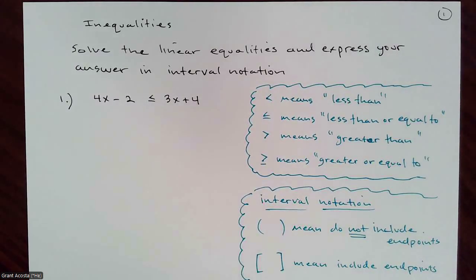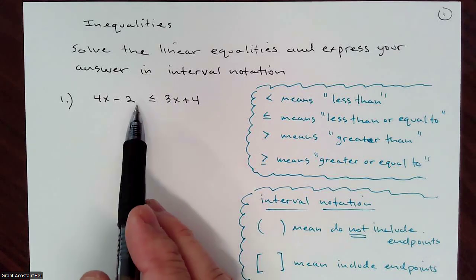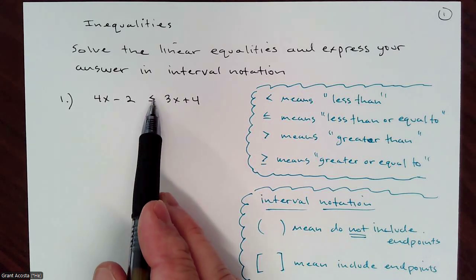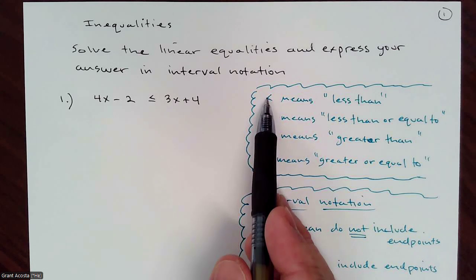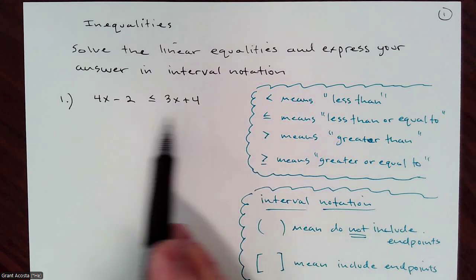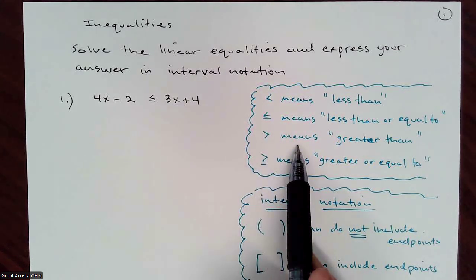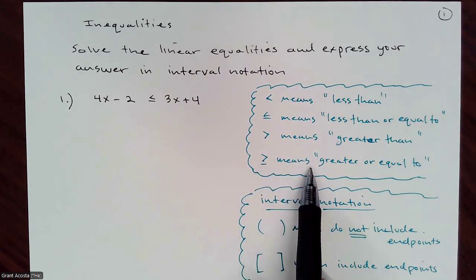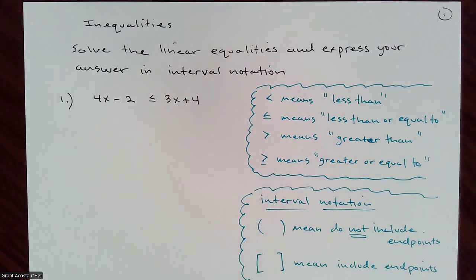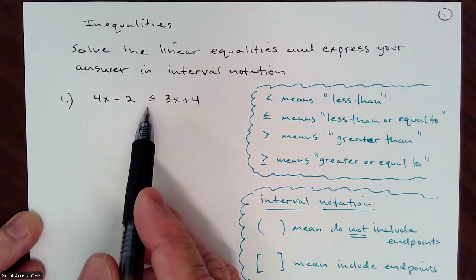All right, in this video, we're going to talk about inequalities. So now we have not equations, but inequalities, and a reminder about a sign like this. If we draw a symbol like this, it means less than. If you put an equal sign underneath there, that means less than or equal to. Turn the sign around, this is greater than. And if you put an equals under there, that means greater than or equal to. So it's not an equality, it's not an equal sign, it's an inequality symbol.